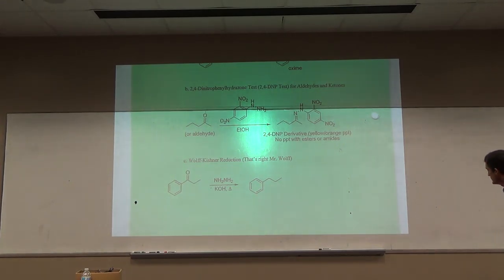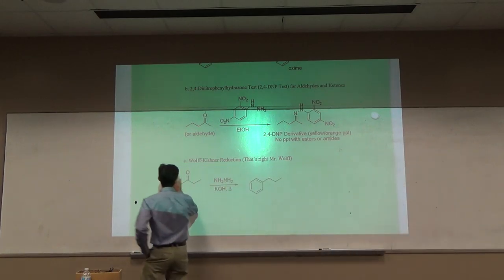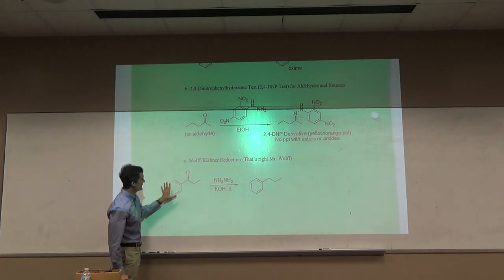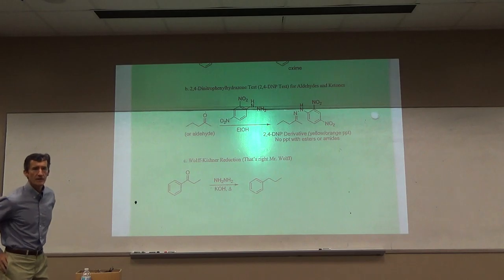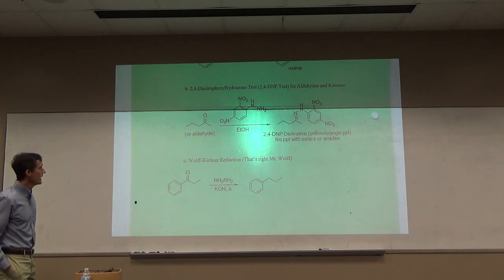It's a classical way to remove the carbonyl, basically deoxygenate. And we saw this in the Friedel-Crafts acylation reduction sequence. The alternative to the Wolff-Kishner was, again, the Clemmensen reduction. Okay, any questions up to this point?